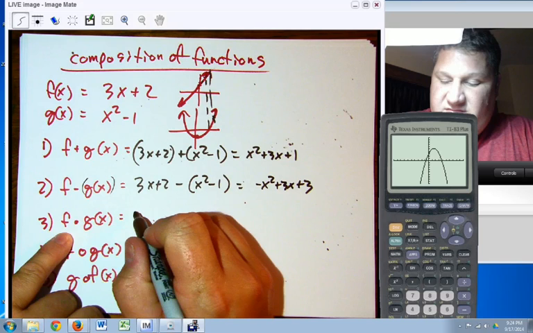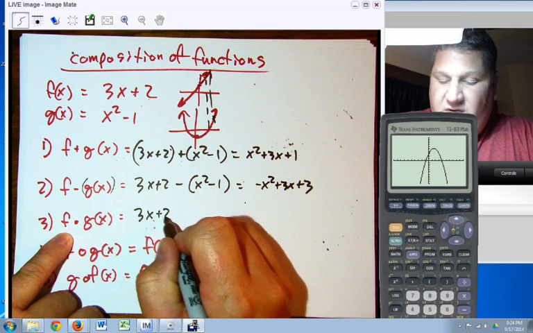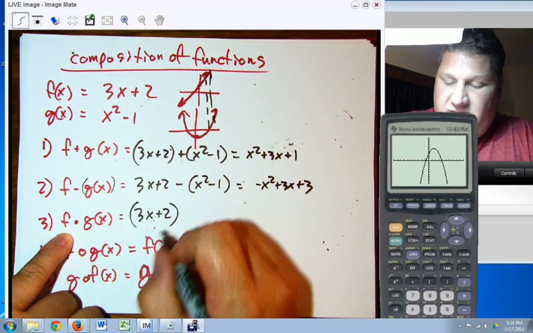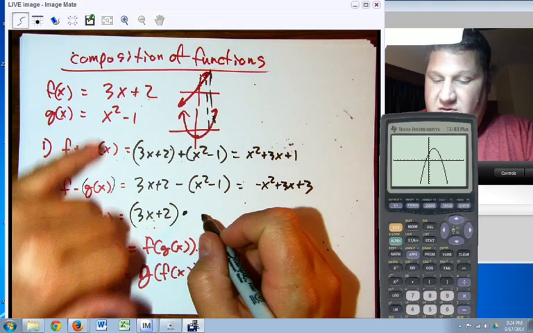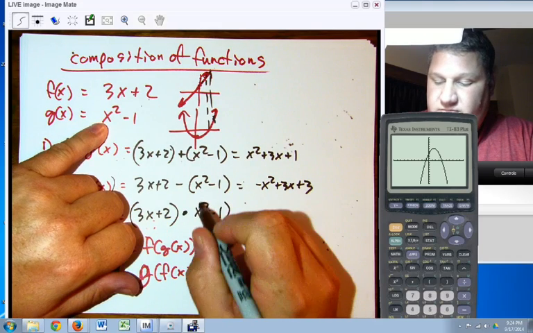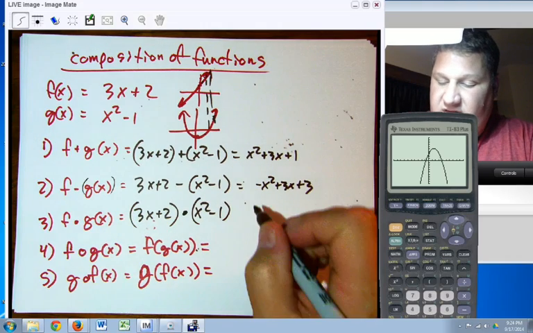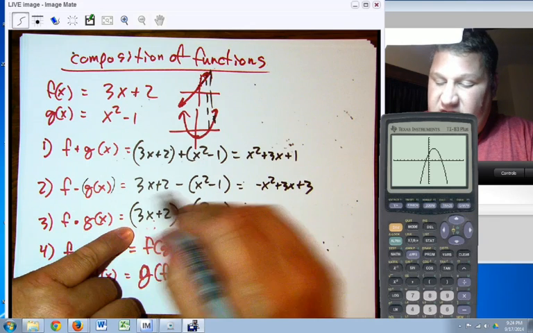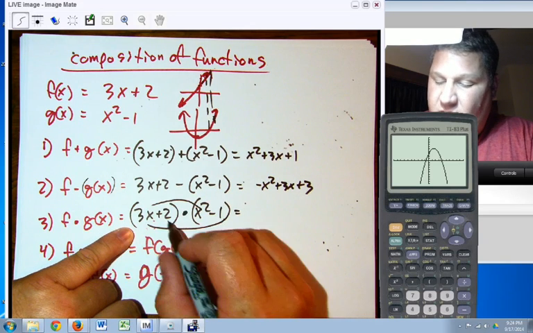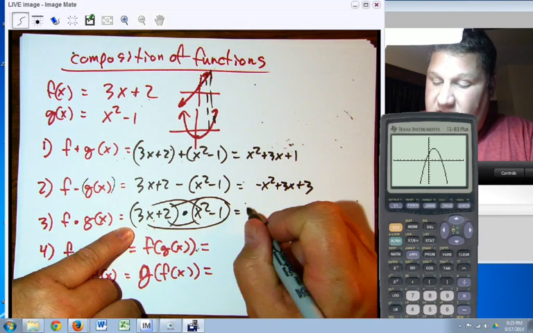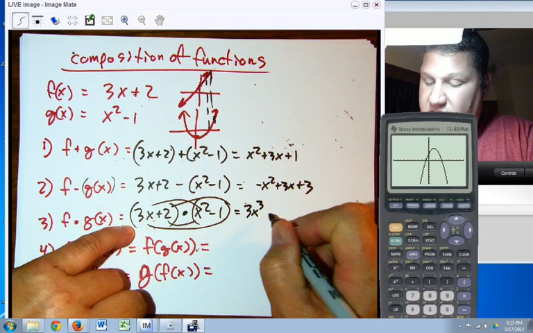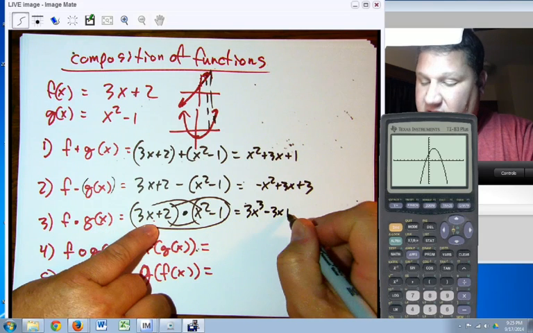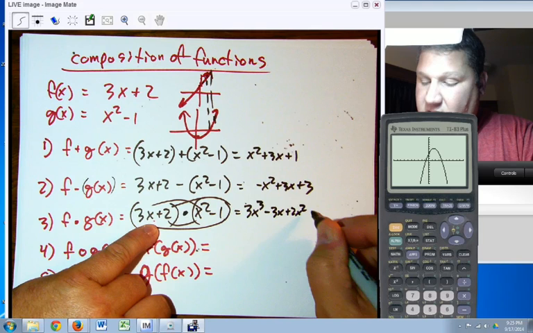Now, f times g of x, I have a small problem because this is a two-part function. This is a two-part function. And so they need to go in parentheses. If I were to try to put this together, I'm going to have to FOIL it out. So I come up with 3x cubed minus 3x plus 2x squared minus 2.